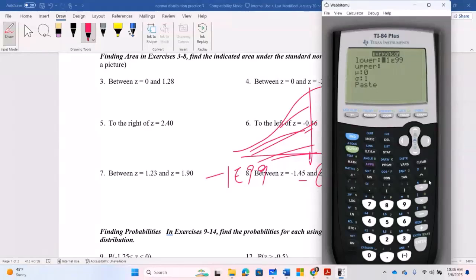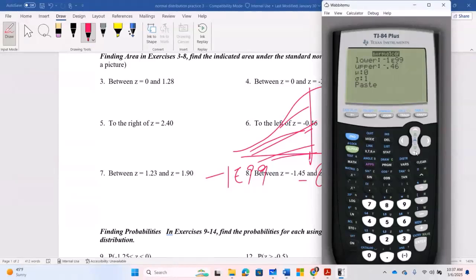I'm going to clear this and type it in again. So negative 1 e to the power 99. So this is negative infinity. The upper bound is negative 0.46. And then the mean of a standard normal is 0. The standard deviation of a standard normal is 1.